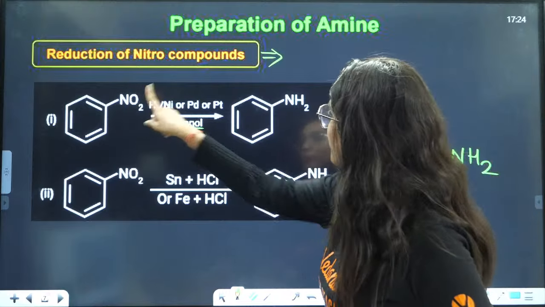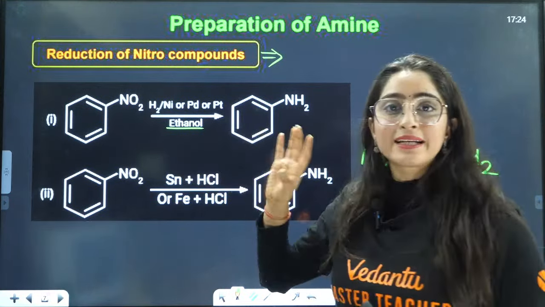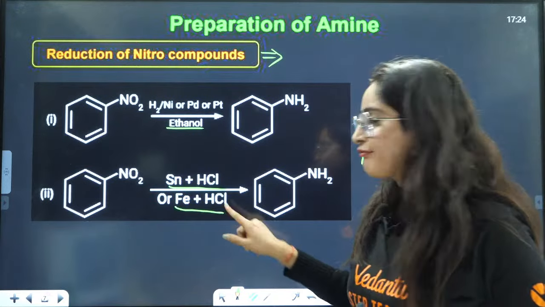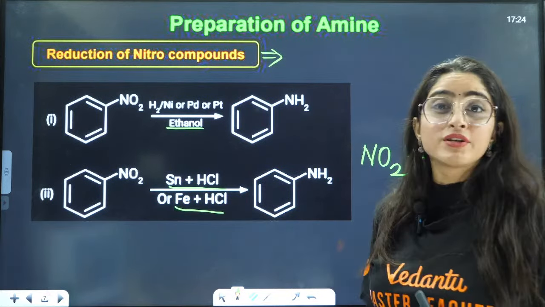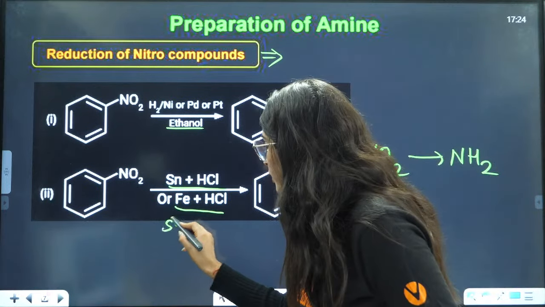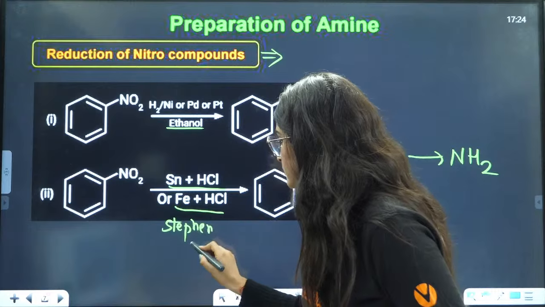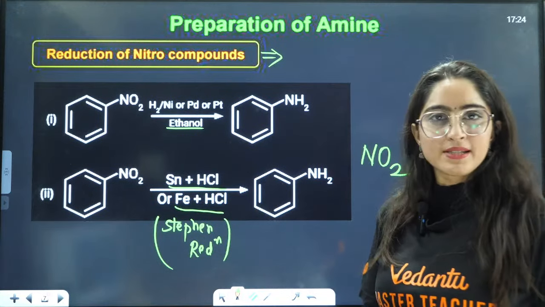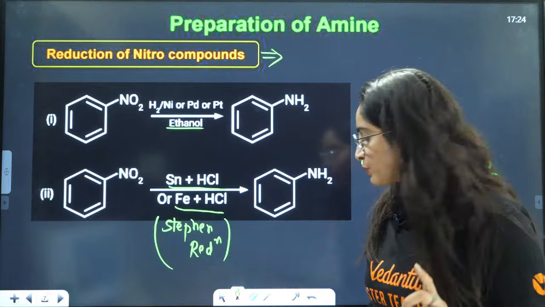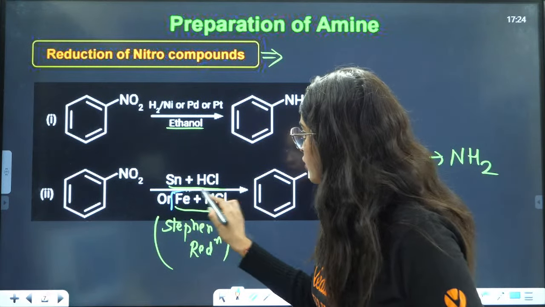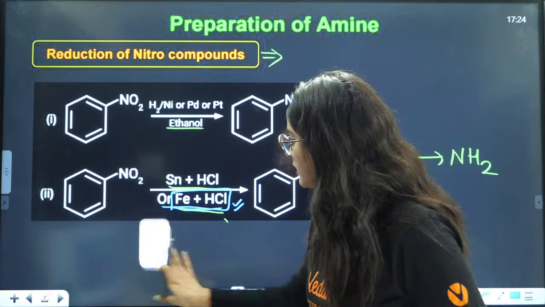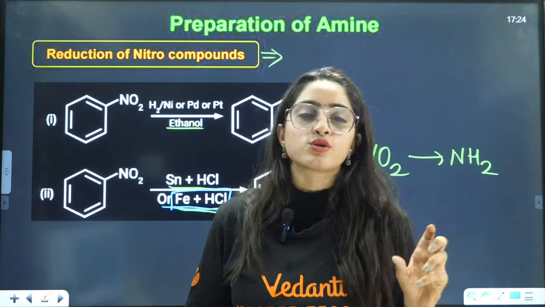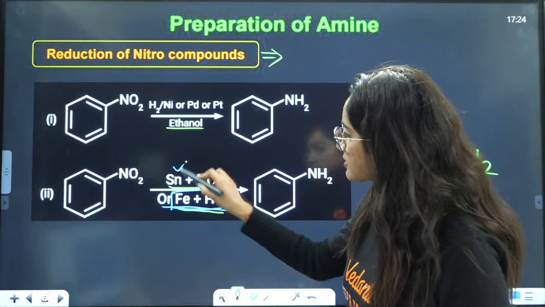So here the NO2 group is reduced to the NH2 group by catalytic hydrogenation, or you can also use Sn/HCl or Fe/HCl, right? This we have already done in Stephen's reduction, if you remember. In Stephen's reduction, we have already used Sn plus HCl, Fe plus HCl. So basically it's a metal in the presence of acid. The metal that we are using here is tin or iron.